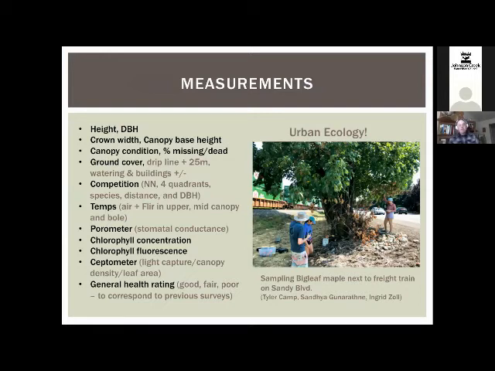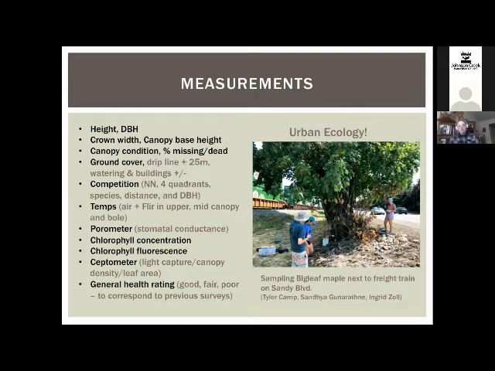So broadly speaking, we kind of divided the data that we collected into 3 major categories. We measured the basic physical characteristics of the tree, the size, the canopy properties, major signs of damage, etc. We measured a lot of factors about the context of these trees, so the ground cover nearby, the competition from other trees, presence or absence of things like pavement and buildings and evidence of watering, and also the temperature on a very local level at these trees. And then we did a suite of measurements of basic physiology.